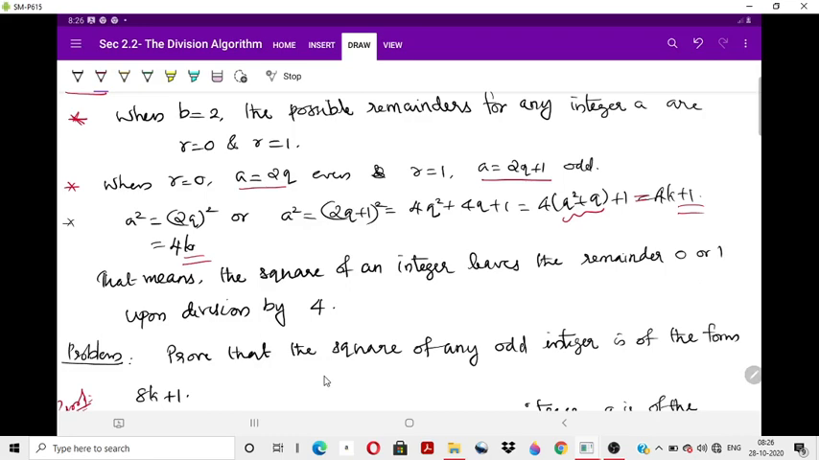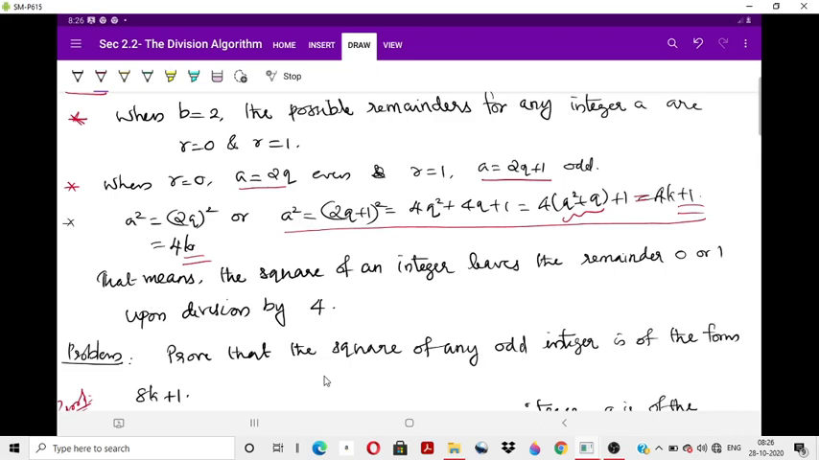So when we square that, we have squared here itself. When we write this as a square, we have obtained that it is of the form 4k plus 1. That means it is not of the form 8k plus 1. So we need to take another form of the odd integer.